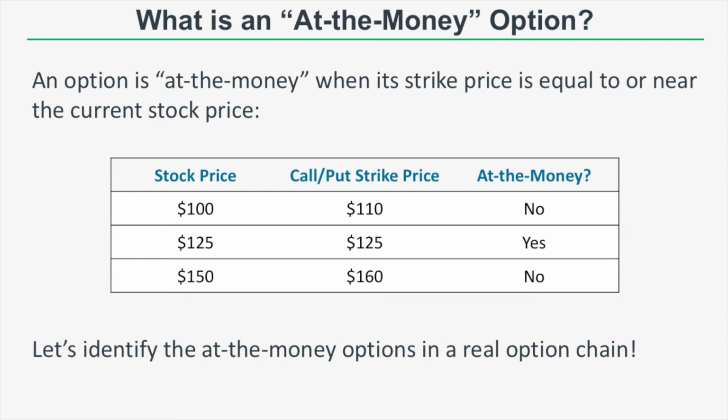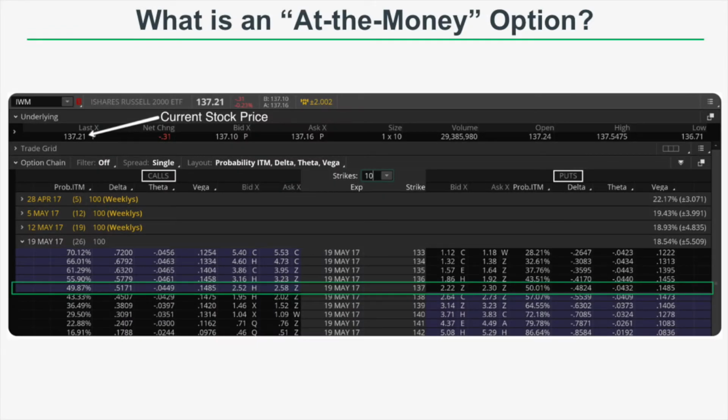Now let's go ahead and look at a real option chain and identify the at the money options. Now we're looking at the same image that we were before, and it's of IWM when it's trading for $137.21. Now in this particular option chain, we can see that there's a strike price of $137 for the calls and the puts, and that would be the at-the-money options in this case. So since the stock price is trading closest to $137, that 137 call and the 137 put would technically be the at-the-money options.